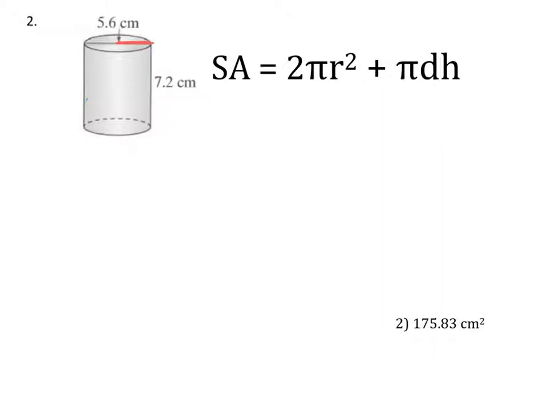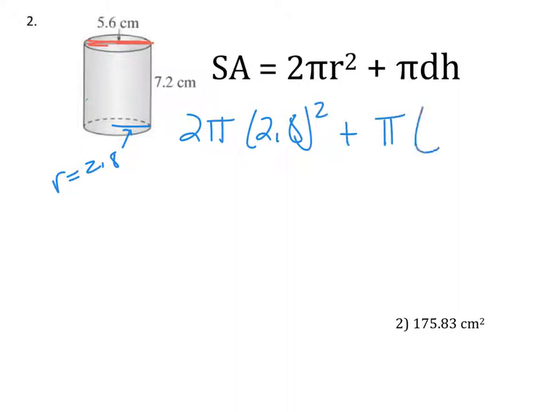So if that is 5.6 all the way across, you take 5.6, divide it by 2, and you get 2.8 for the radius. So 5.6 is the distance all the way across. Halfway across is 2.8. So the radius equals 2.8. So let's plug everything in. Surface area is 2 pi times 2.8 squared, because that's the radius, plus pi times the diameter, which is 5.6, times the height of 7.2.